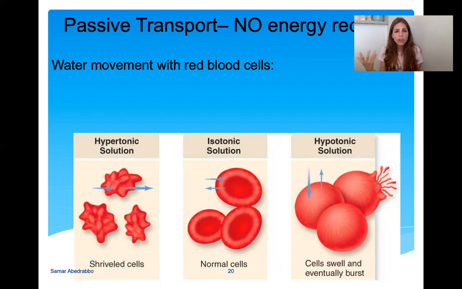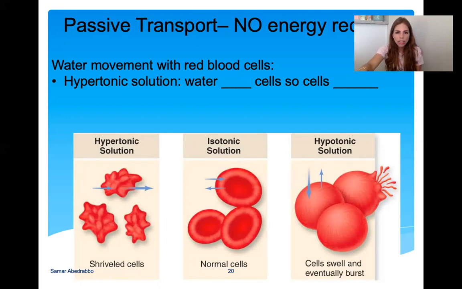An IV has a different concentration of solutes, and the reason is that we want to keep a person's cells healthy. If you were to give someone just plain water with no salts, that would be considered a hypotonic solution, and that means that water would enter someone's cells and they would burst. So that's why we want to be careful with IVs.